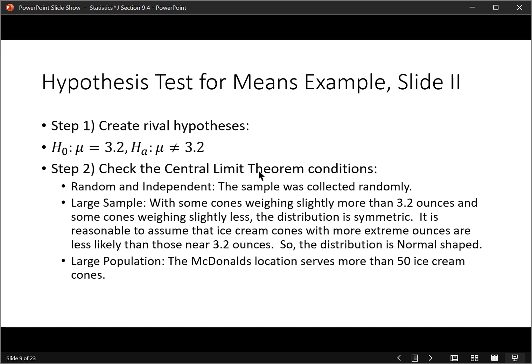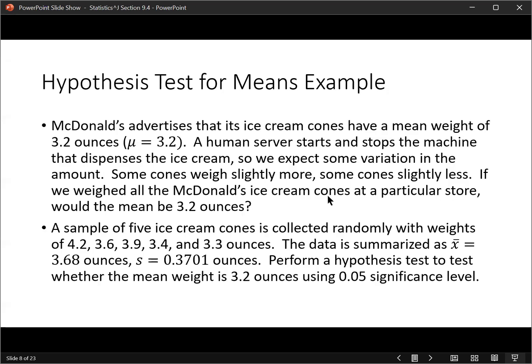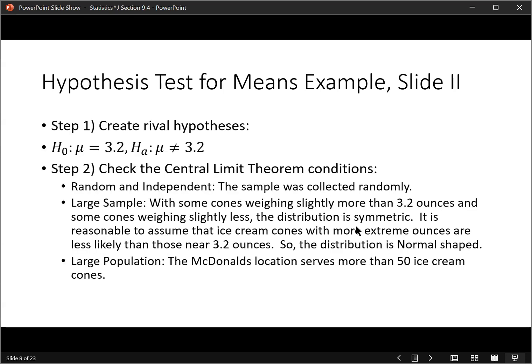So we've got the central limit theorem conditions. The sample was collected randomly. You can see it does say somewhere in here, collected randomly, so that meets that condition. And then this one is a little hairy in this particular case. We're told that some cones weigh slightly less and some cones weigh slightly more than 3.2 ounces. So we're told the distribution is symmetric.